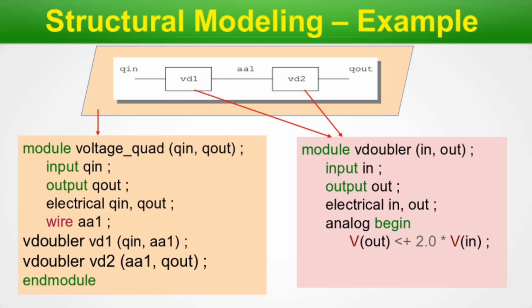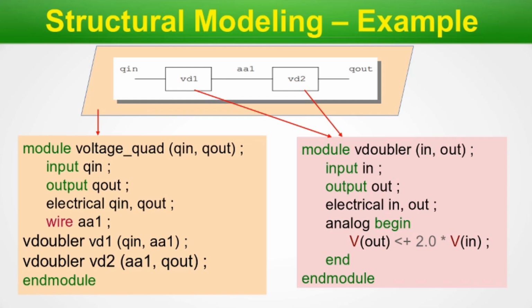This particular voltage doubler unit, and this expression, makes a voltage gain circuit, and we close the analog block. So here we can see the V in, whatever it is, gets doubled at V out, and we close the end module. So this entire example gives you a very simple structural modeling using Verilog-A.